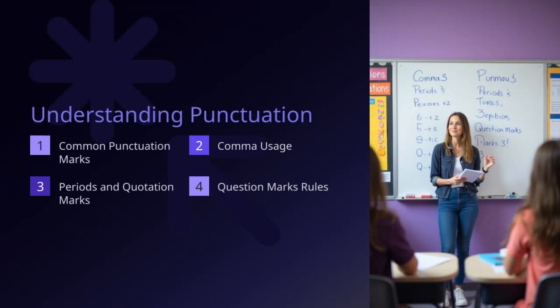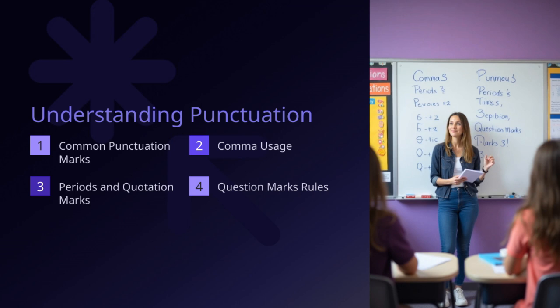Let's take a closer look at some key punctuation rules that can really improve our writing. First up, question marks rules. When we ask a direct question, we end it with a question mark to signal that we're seeking information or clarification. It's simple, but essential for clear communication. Next, comma usage. Commas might seem small, but they can dramatically change the meaning of a sentence. They help us separate ideas, list items, or set off introductory elements, making our writing easier to read and understand.